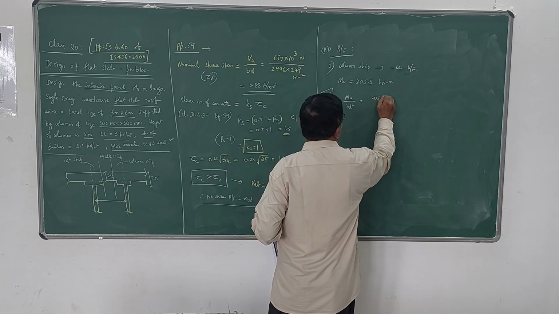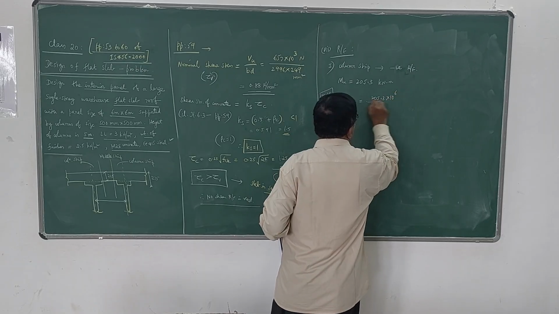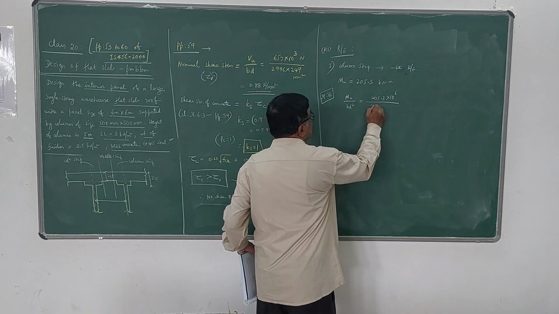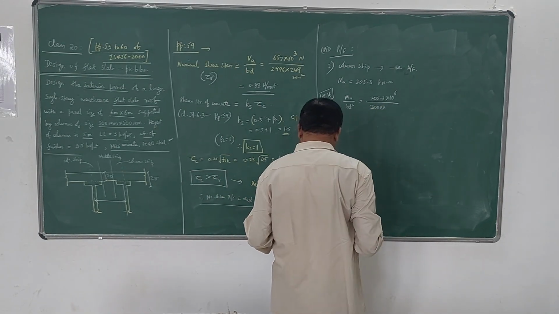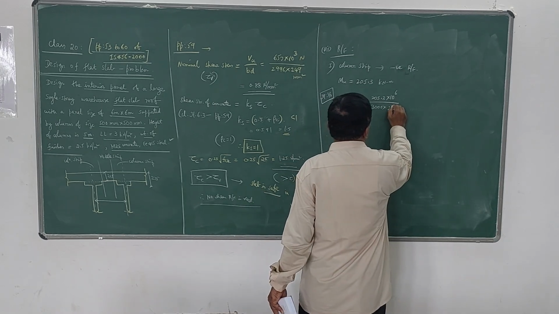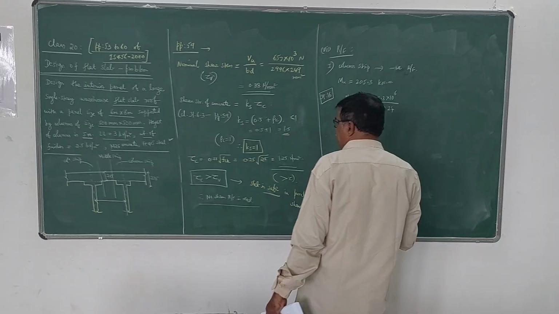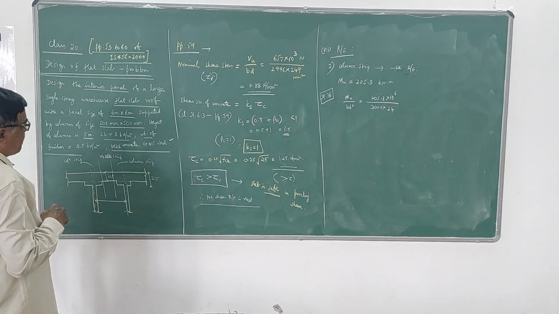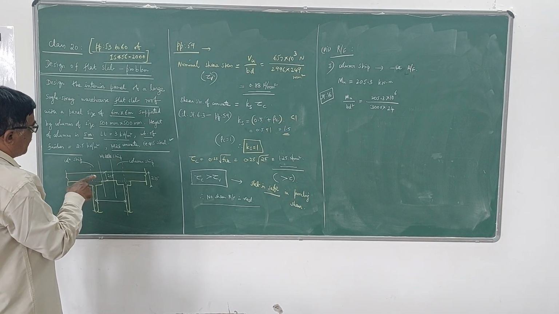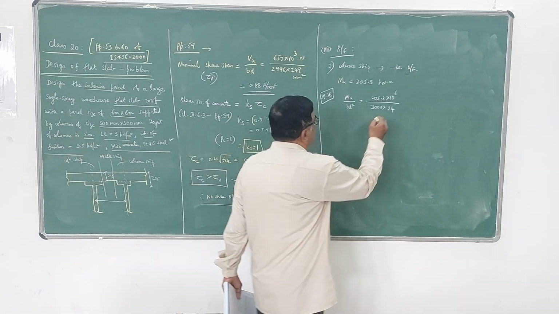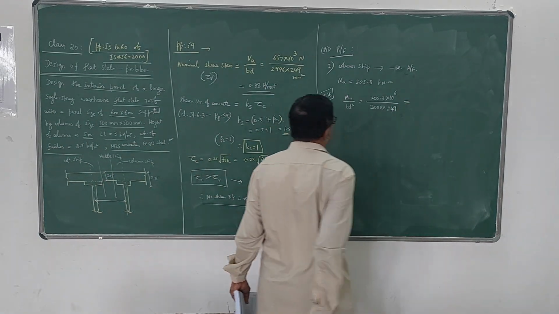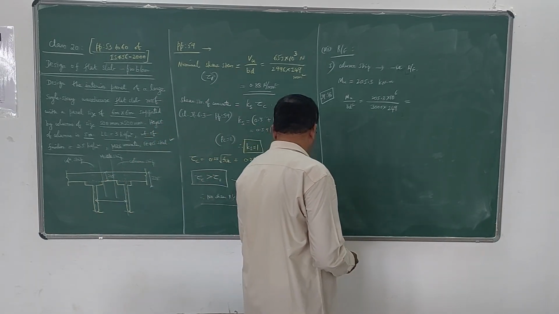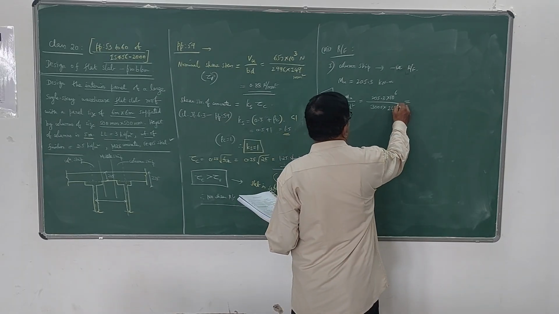Mu is 205.3 into 10 power 6 because we have to convert that to Newton millimeter. B is 3000, the column strip width, and D is 249, the effective depth of the drop. Provided 249. So 3000 into 249 square is the easiest way to take this ratio.